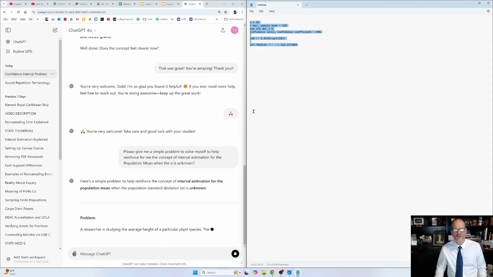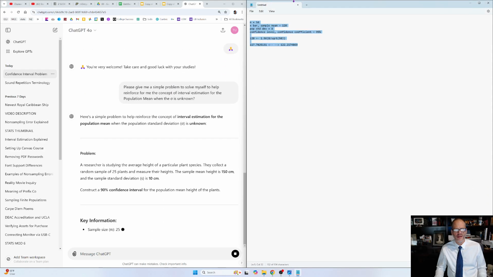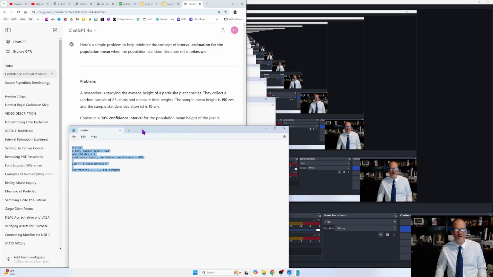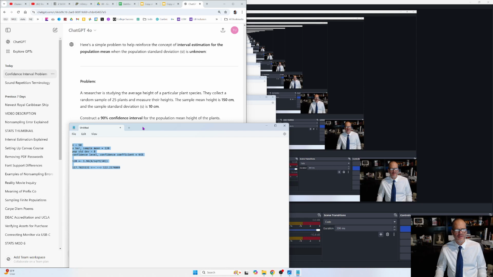And we'll get our little notepad. And we're just going to bring our notepad over here and not look at anything beyond that, because that's all we want to do right there. And so a researcher is studying the average height of a particular plant species. They collect a random sample of 25 plants. We're going to go 25 as our n, lowercase n, and measure their heights.